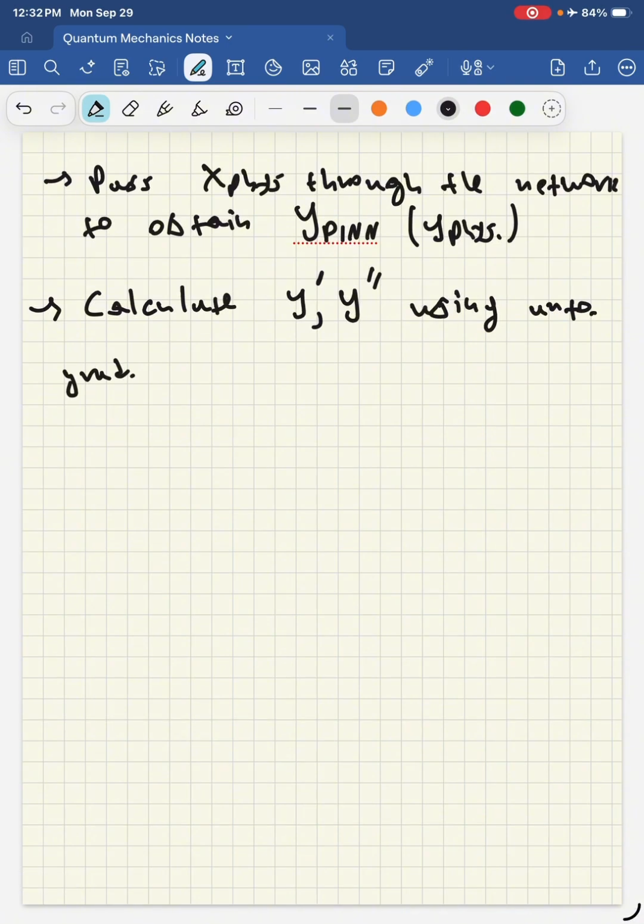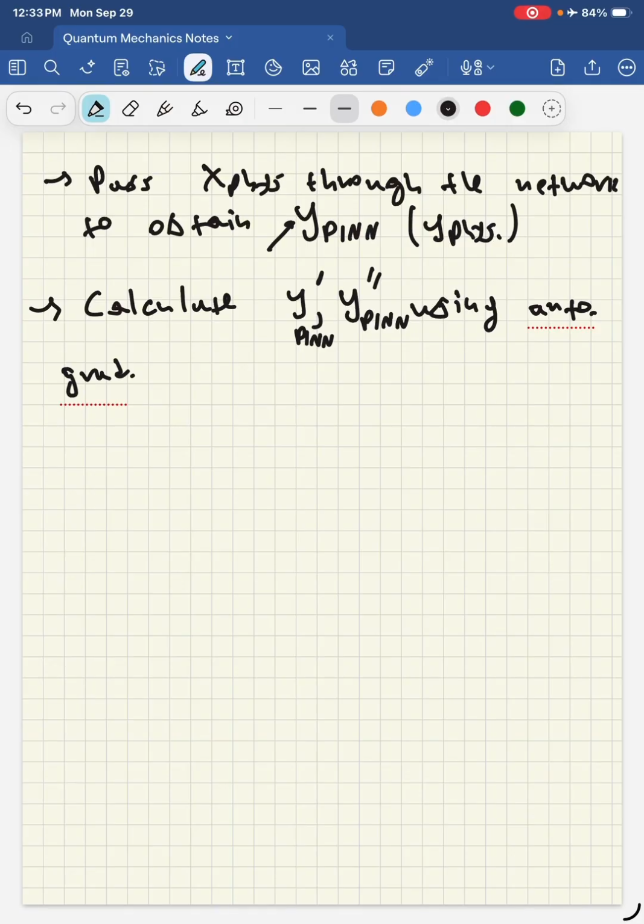So for this implementation, I'm going to be using PyTorch, and PyTorch has this function called AutoGrad that calculates the first and second derivatives of functions using finite differences, pretty much. Okay, we will see that in the notebook in a while. Once you calculate the first derivative and the second derivative, to be more accurate, this is y prime PINN and y double prime PINN.